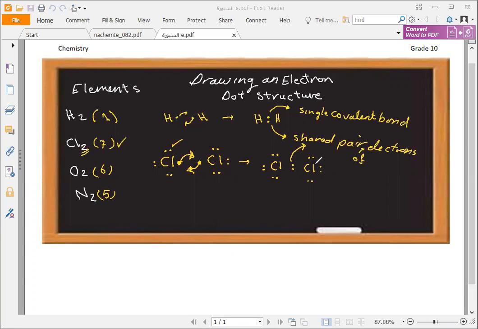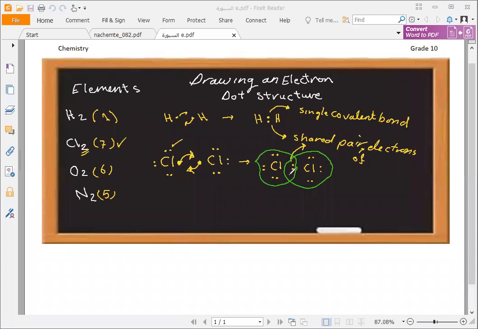If I ask you how many valence electrons are in the two chlorine atoms? Here we have 8 electrons around this chlorine atom, and 8 electrons for the second chlorine atom.